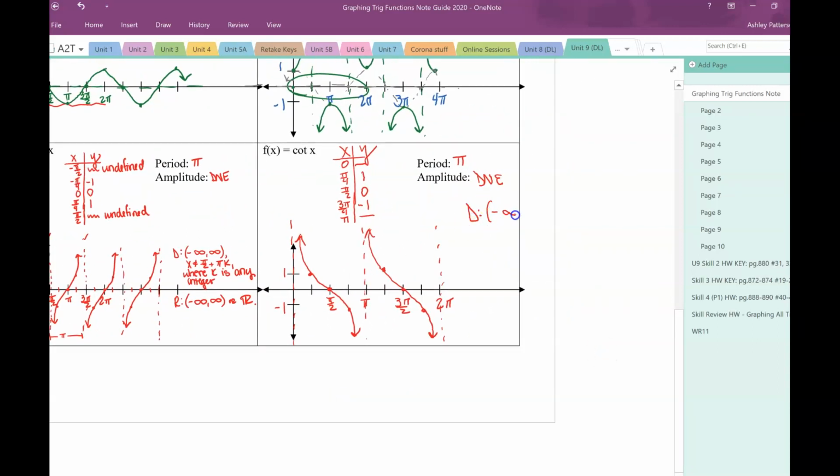Let's see, domain. Domain is all real numbers. We've seen this before. X cannot equal this one. If I start at 0 and I go to pi, I only have one asymptote. So just like tangent, we're going to say 0 as a placeholder, plus the period times k. Secant and cosecant, it's half the period. Tangent and cotangent, it's the full period times k. And then the range is just all real numbers.